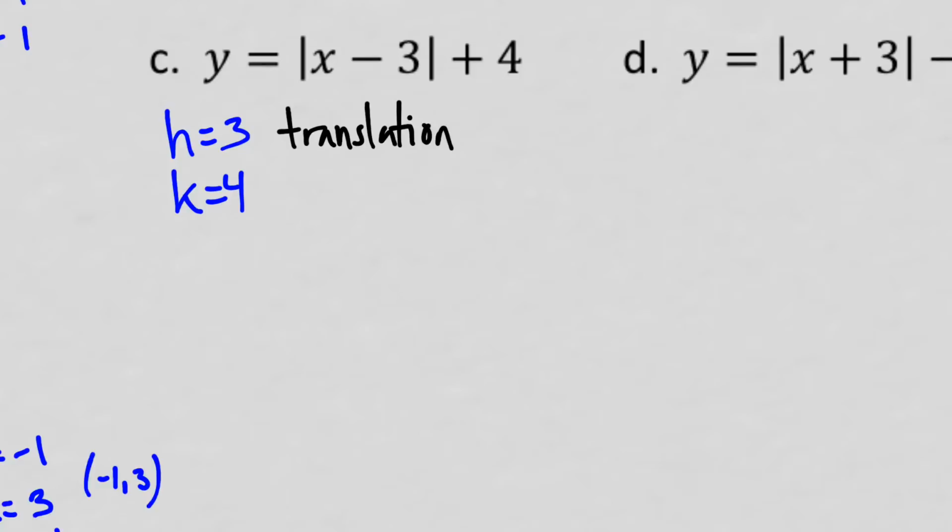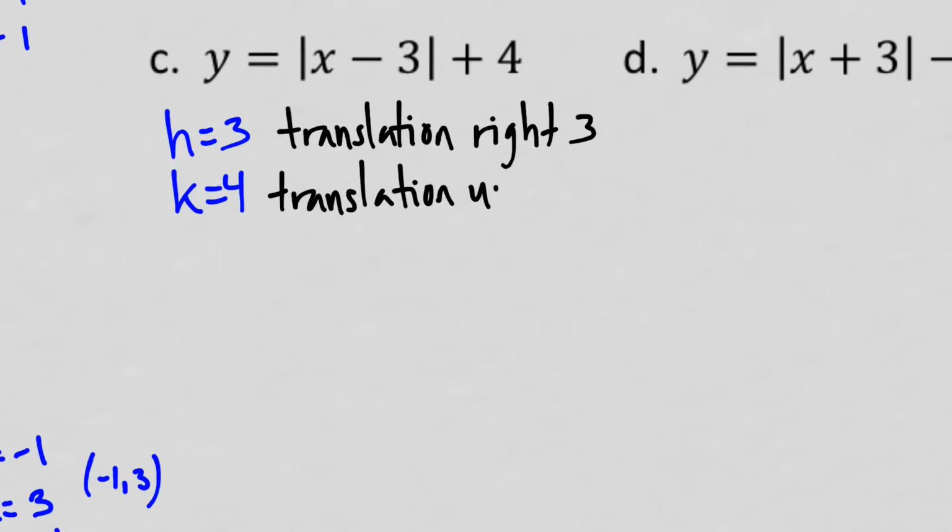Translation, it's positive, so that means right 3 units. Remember, H only does things left or right. K goes up or down. So K is a translation also, but it's positive also, but that means up for K, 4 units. So this is basically the same as the parent function. All that happened to it is that it moved to the right 3 and up 4. So the vertex is at a new spot, 3, 4, instead of 0, 0.